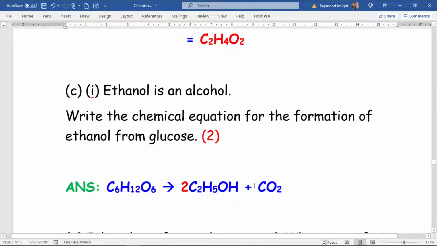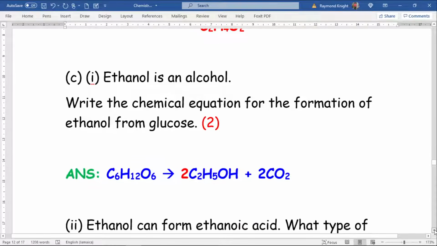As a matter of fact, you need to put a 2 also in front of the carbon dioxide as well. So let's put that 2 right there. Right here you have 4 carbon, and then you have 2 more carbon, making 6. And then 12 H's, and then 5 plus 1 times 2 is 12 as well. So that equation is balanced.